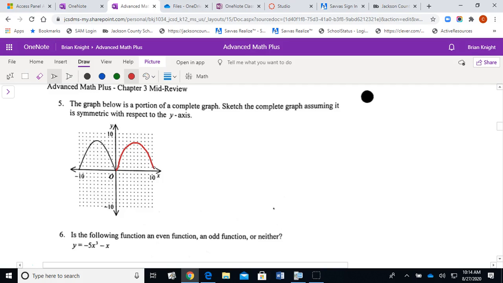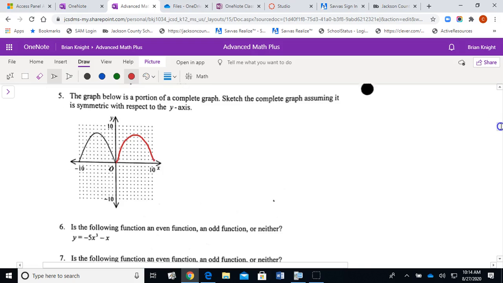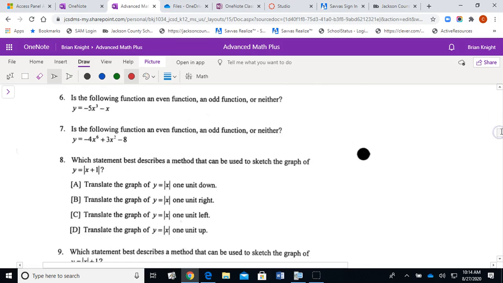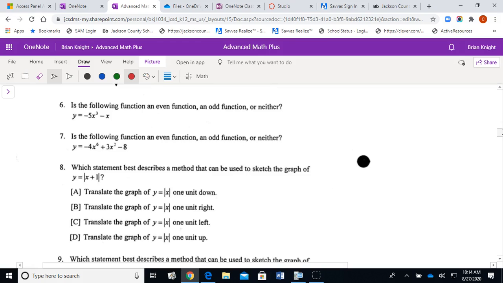Again, it doesn't have to be exact, but it needs to be pretty close. Everybody good? All right, 6 and 7 are quite possibly the second easiest two problems, okay? To be even, odd, or neither.